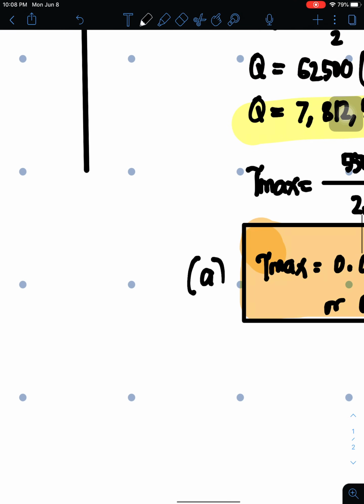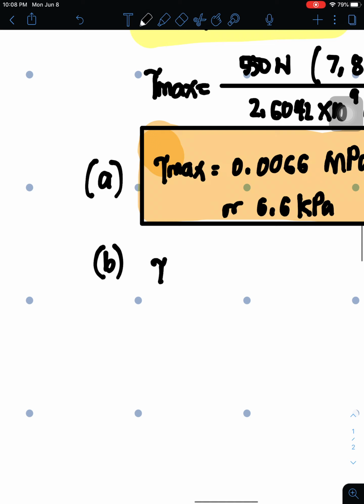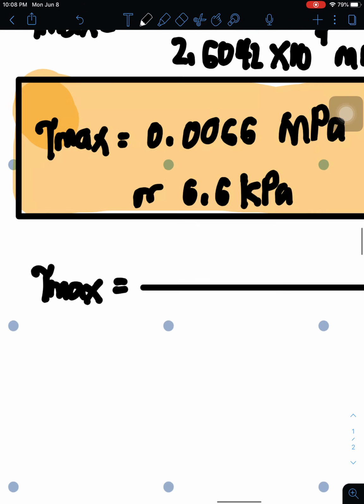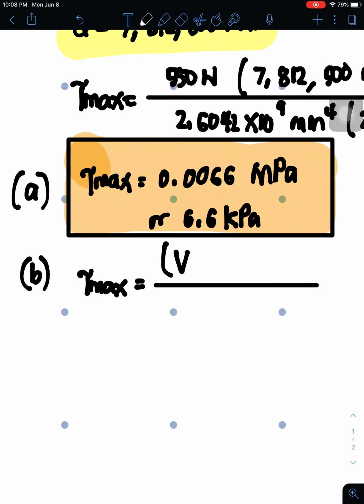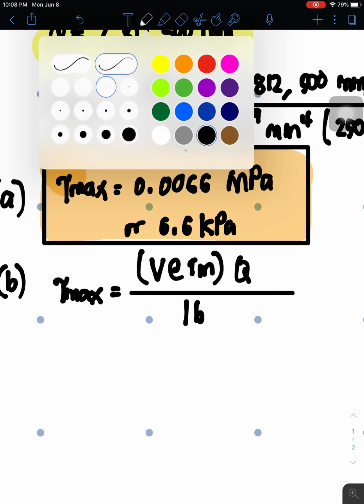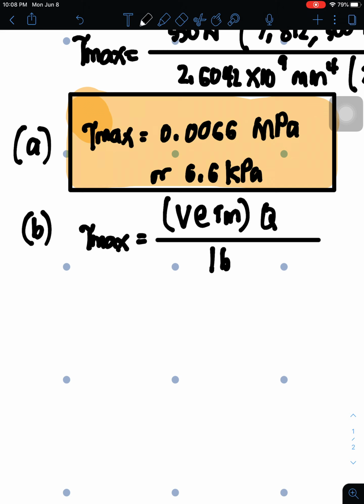Letter A answer. Okay. Then for letter B, we have to find the maximum shearing stress, but it's at 1 meter from the left support. So I'll have V at 1 meter times Q over I over B. So which is just the same as what we did earlier. So we have to substitute everything.